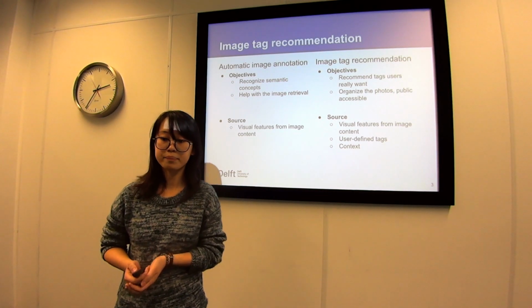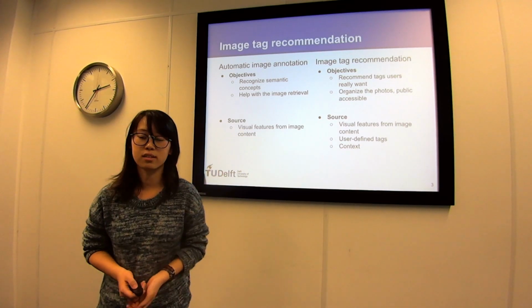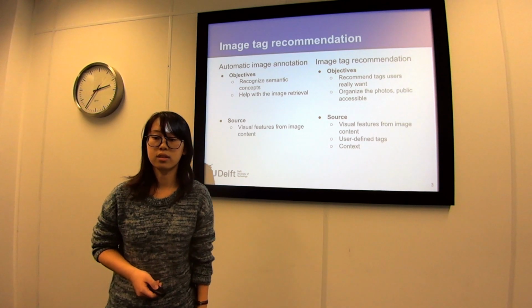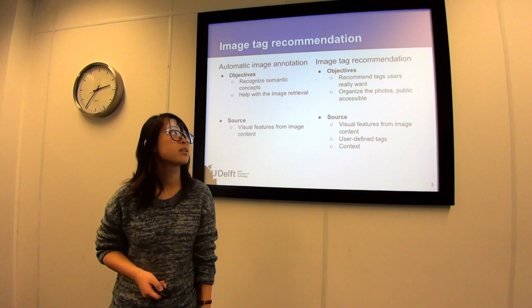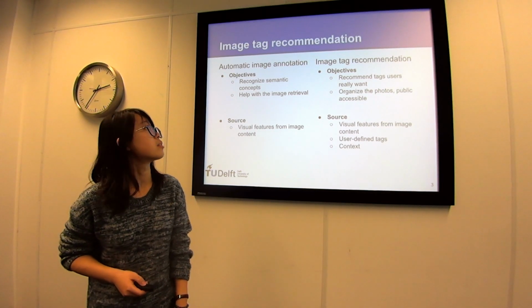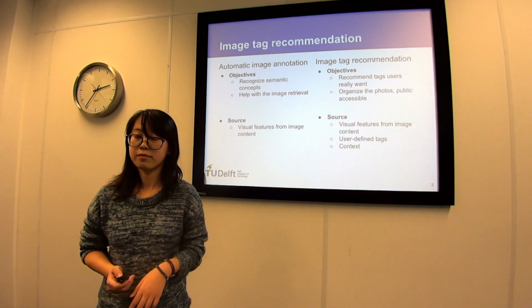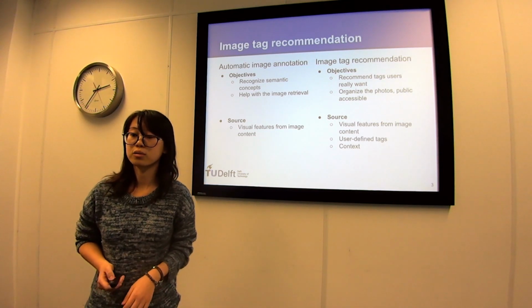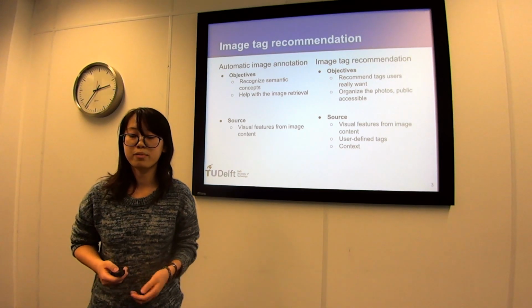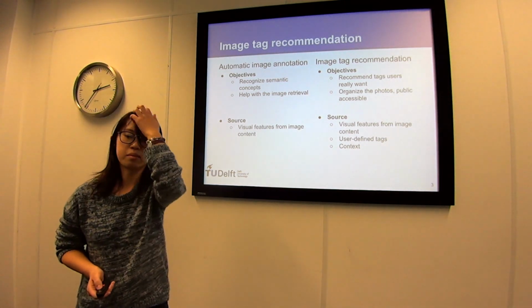And the source is based on the visual features from the image content, and it mainly involves a machine learning process. As for image tag recommendation, the objective is to recommend the text the user really wants. It's not only about recognizing the semantic concept. For example, if the user gives the system photos of the Eiffel Tower, what the user wants to be recommended is text like "Eiffel Tower", not the semantic concept of the building.